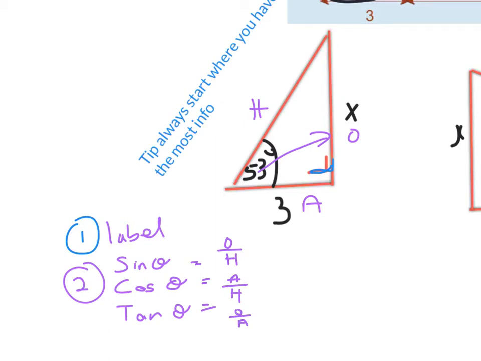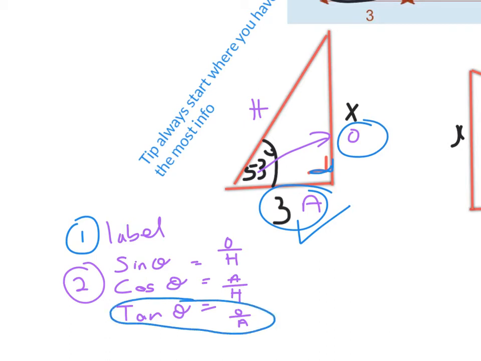Okay, so let's look at what I have here. I've been given my A, so I'm happy with my A. And what do I want to know? Do I want to know my H or do I want to know my O? I want to know my O. So it's A and O that I'm going to look for. And I'm spotting here that it's going to be tan. So I have my A and I'm looking for my O and my angle.